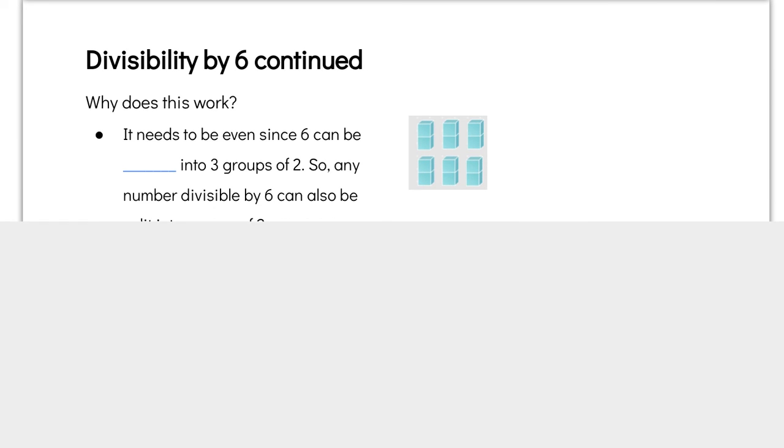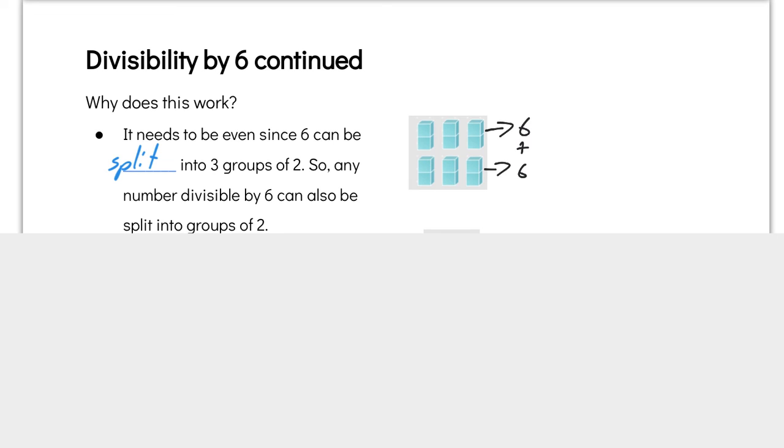All right. So why does this work? Well, it needs to be even since 6 can be split into 3 groups of 2. So any number divisible by 6 can also be split into groups of 2. So essentially, since 6 is already in groups of 2, you can see here's a group of 2, here's a group of 2, and here's a group of 2. This is 6. And this is another 6. If we added another 6, it's just more groups of 2.